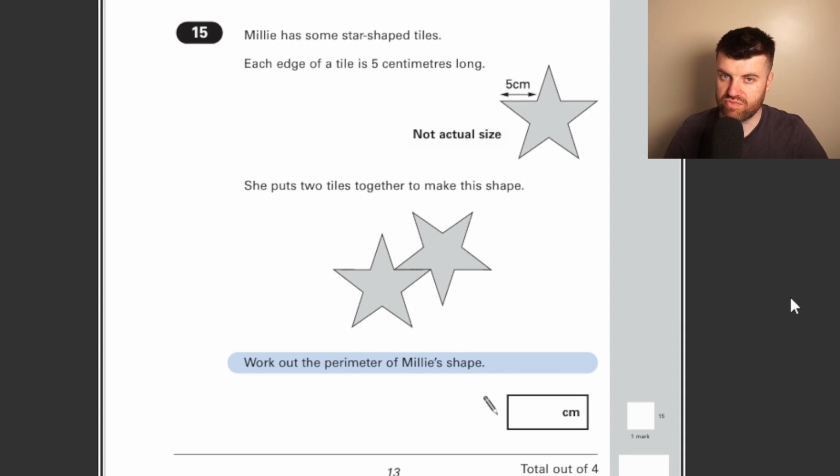This next question, I love it. I love this question. It's really good use of testing if you really know what perimeter is. Millie has some star-shaped tiles. Each edge of the tile is 5 centimeters long. She puts 2 tiles together. What's the perimeter of the new shape?